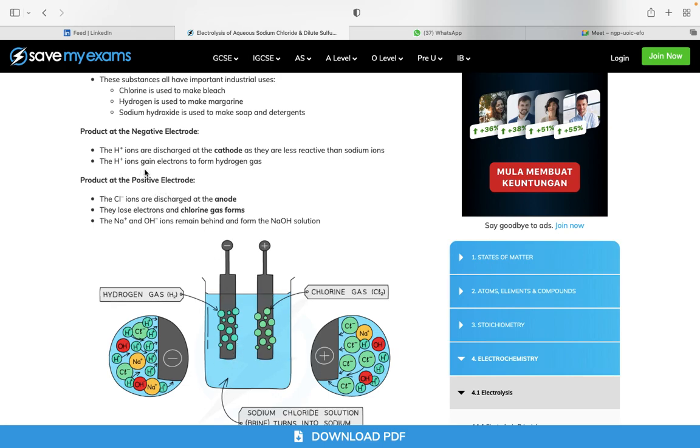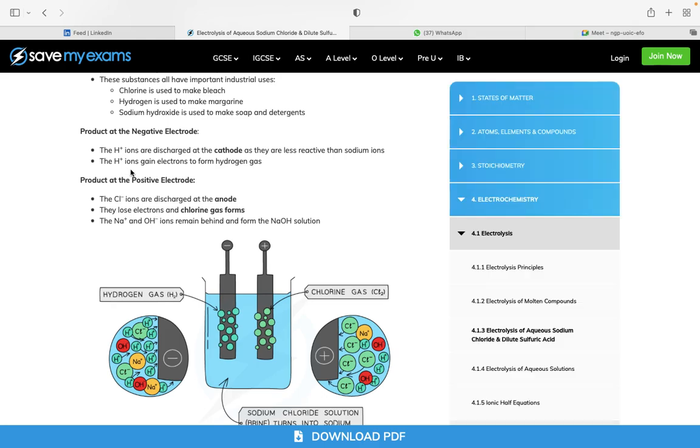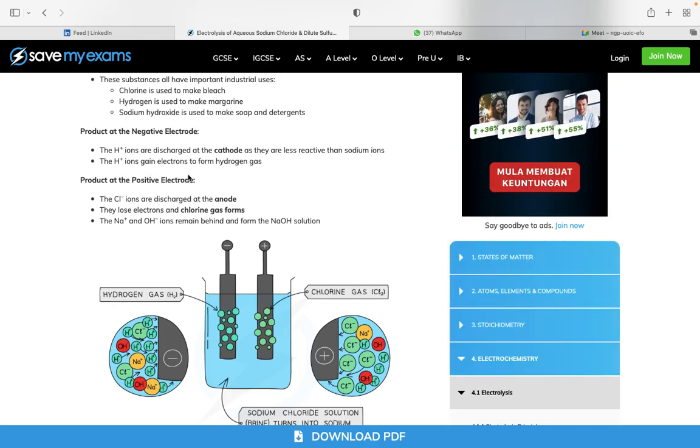But then again, let's take a look at what we have here. The same hydrogen ions gained electrons to form hydrogen gas. How do they gain electrons? Electrons will migrate from the negative side of the battery towards this place. Electrons will move here, and then the hydrogen ions will gain them.